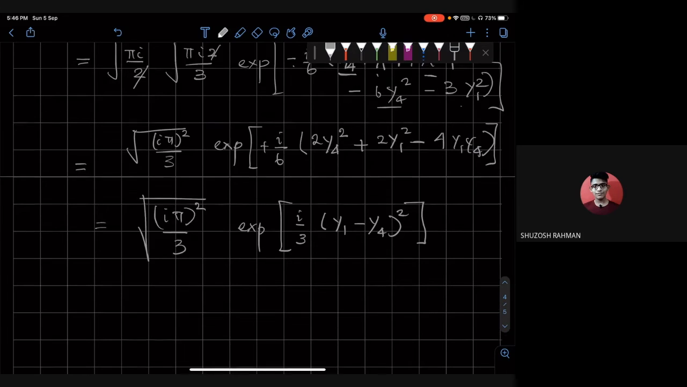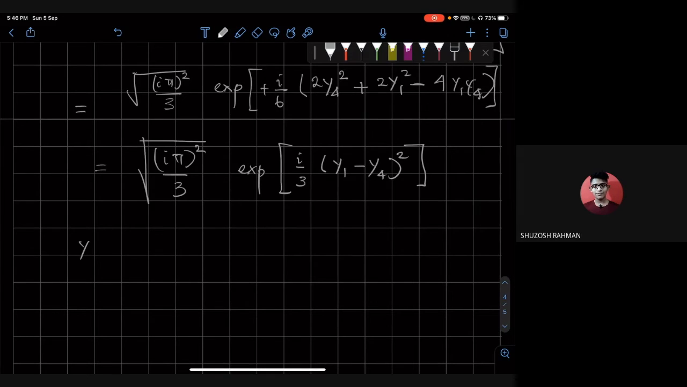Okay, so next we do the y4 integral. Don't worry, I won't do it. I'll just guess the result. What do you think is the result going to be? There'll be a square root. There'll be i pi. What will happen then? What power do I give it?